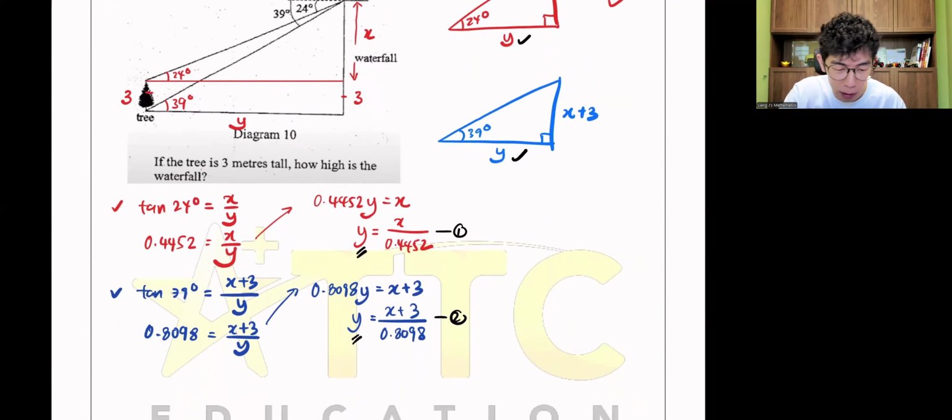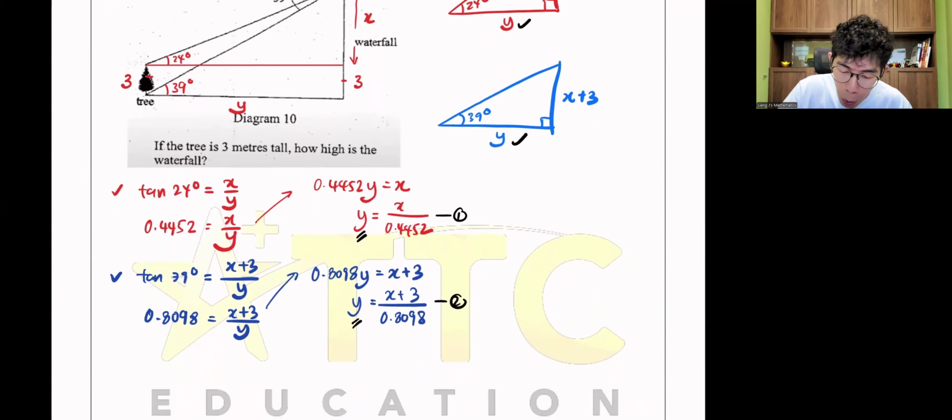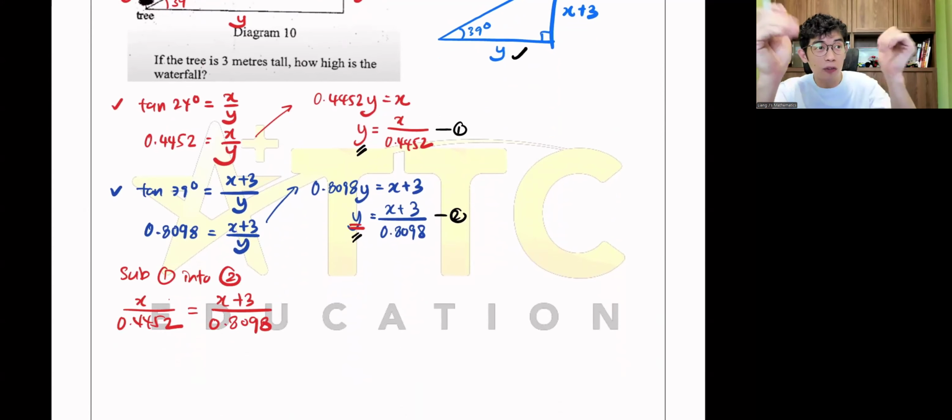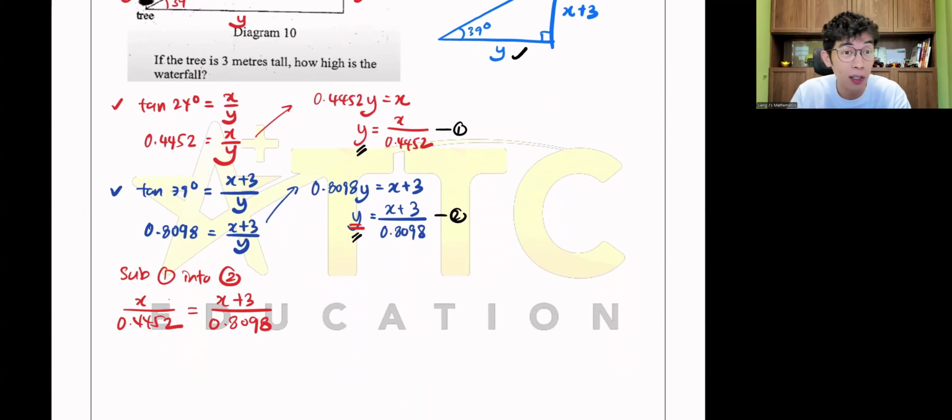So everybody, see, I'm putting it below: y equals x over 0. Sorry, I'm so sorry. So, sub 1 into 2. So x over 0.4452, you see, I replace it now, equals x plus 3 over 0.8098. Students, you can solve the x already. You just do your next working, where it's single fraction equals single fraction. You do cross multiply.